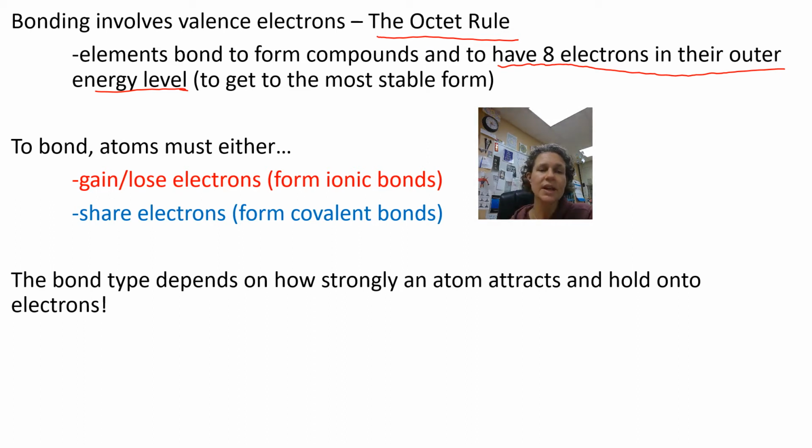Okay, 2 ways that atoms bond. They either gain or lose electrons, and this is called an ionic bond, or they share electrons, and those are called covalent bonds. The covalent, co always means sharing, so they're sharing their valence electrons. The bond type, whether it's going to be ionic or covalent, depends on how strongly an atom attracts electrons or how strongly it is holding on to its own electrons.